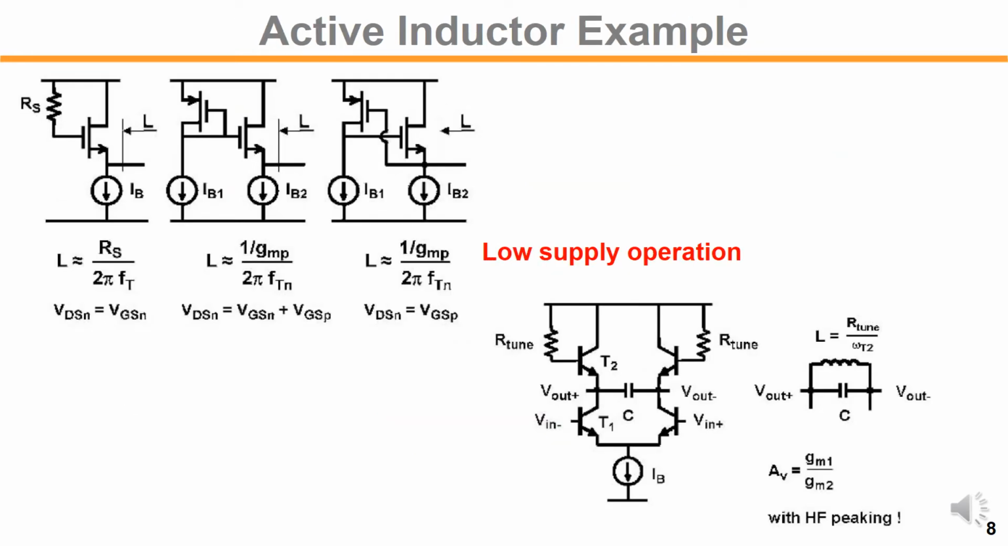In the active inductor example, we have Rs here. We may implement the Rs with 1 over gmP, and with some feedback we also have a 1 over gmP. In the middle we have a VSG voltage drop, an additional voltage drop VSG here. The voltage drop is too large, so if you want to reduce it, we just use a PMOS and the feedback network there.